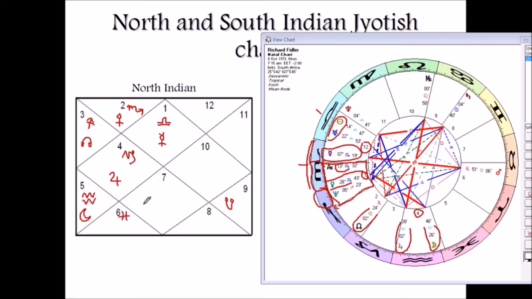Now, we can just fill in the signs of the zodiac here. It's just one sign, one house. Once you've got the ascending sign, which goes into the first house, you can simply fill in the other signs into the houses in their usual order.